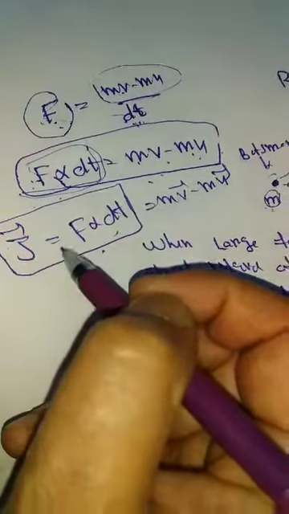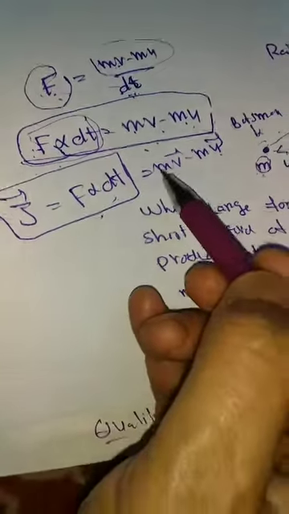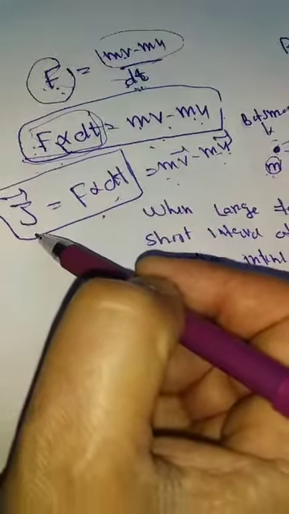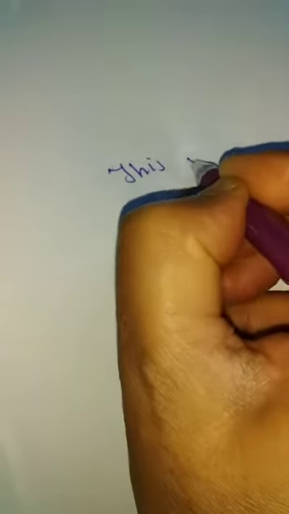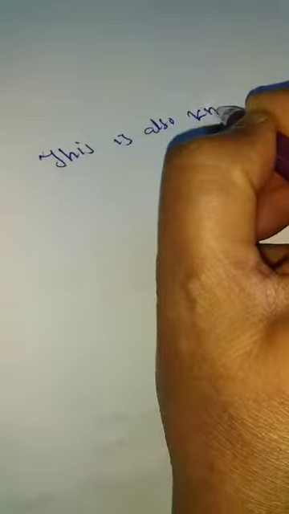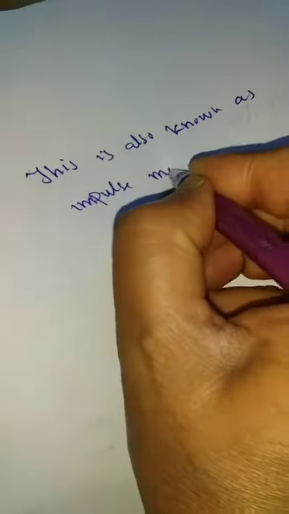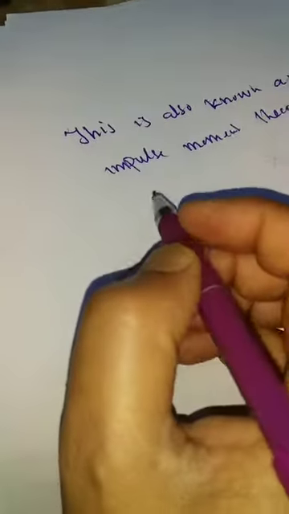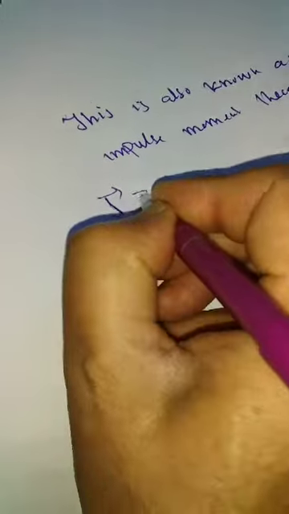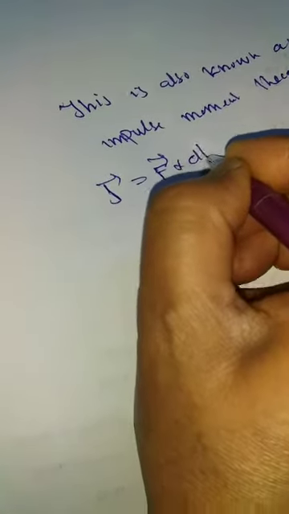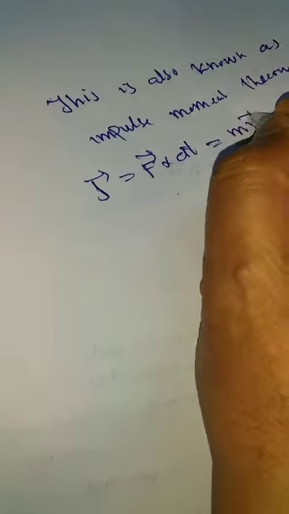This is also known as the impulse momentum theorem. If it is asked in an example, you have to prove that impulse is equal to change in momentum. Therefore, J is equal to F into delta t, or mv minus mu.